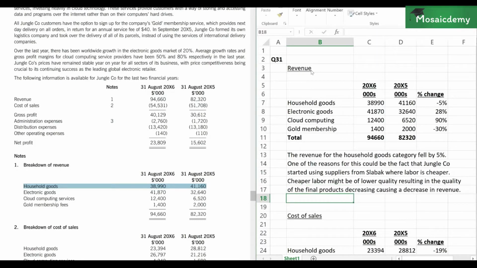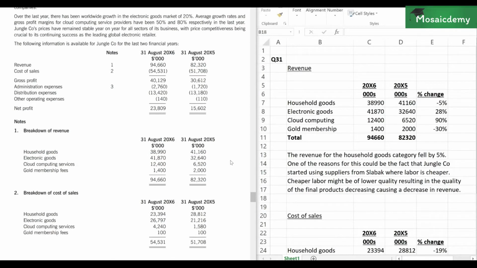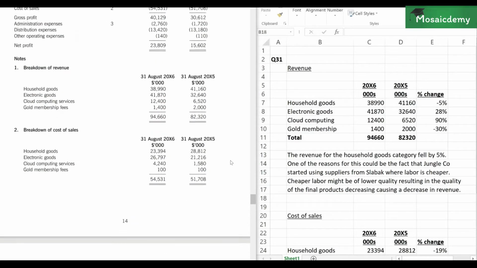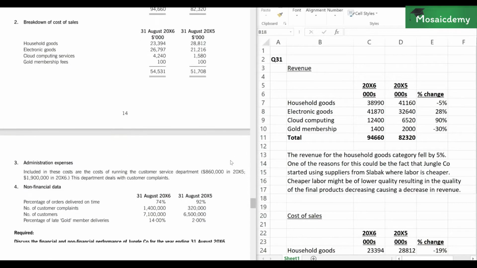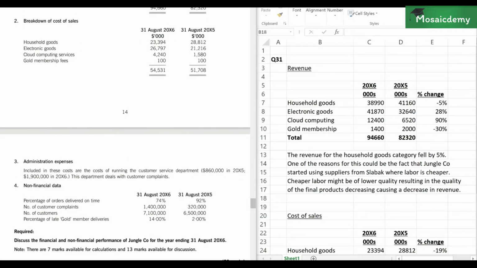So very elaborate explanation, but so after that, let's see if there's any other information which we can link this point to. Let's look at the rest of our numbers as well. So we have breakdown of revenue, breakdown of cost of sales. We have administrative expenses, where it says including in these costs are the cost of running the customer service department, and those have fallen as well. This department deals with customer complaints, so that has to do with customer complaints, not with this point.